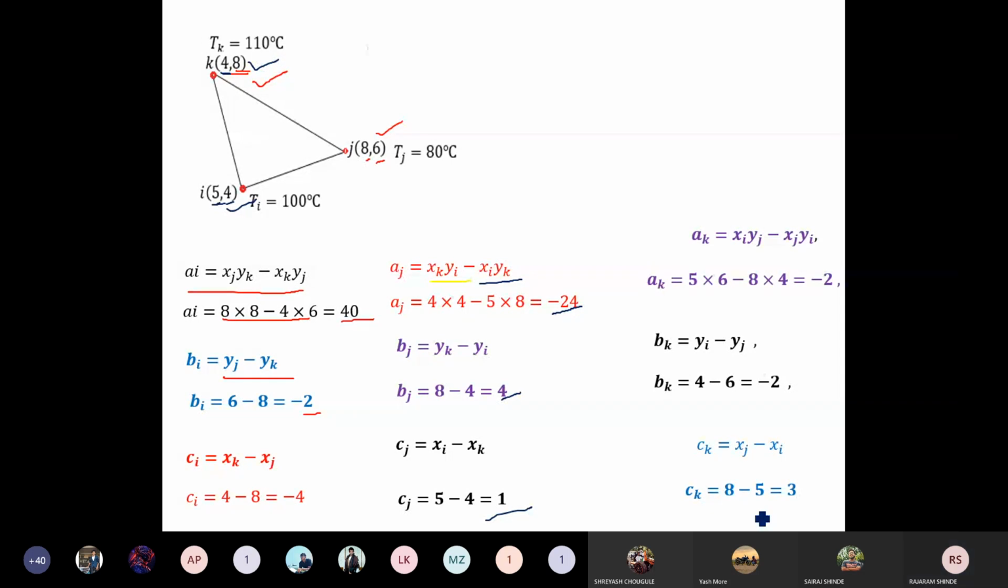Anyone? Anyone can ask the question. Digvijay Jagtap, are you doing the calculation? Yes, sir. Whether it is correct or wrong? Correct, sir. Okay. Jyotiba, whether it is correct? Yes, sir. Now you tell me what is next step.